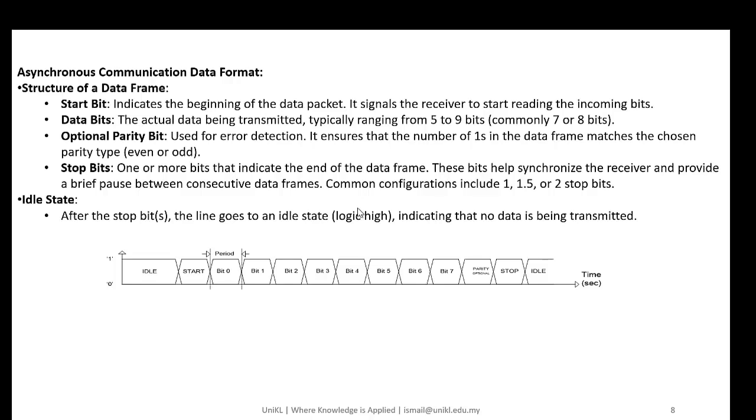And then the asynchronous communication data format. First we need to know the structure of the data frame. We have a start bit, which indicates the beginning of the data packet. Then data bits, for the data being transmitted, typically from 5 to 9, and commonly 7 or 8 bits. Then an optional parity bit used for error detection, and a stop bit, one or more. We can see in the figure: idle, start, then bit 0, bit 1, bit 2, and so on, then parity, stop, and idle. After the stop bit is received, the line goes to an idle state, normally logic high. Then we can start another transmission of data.